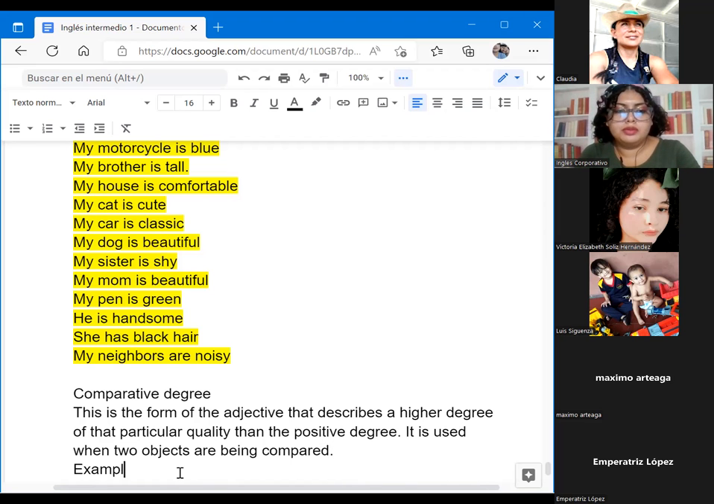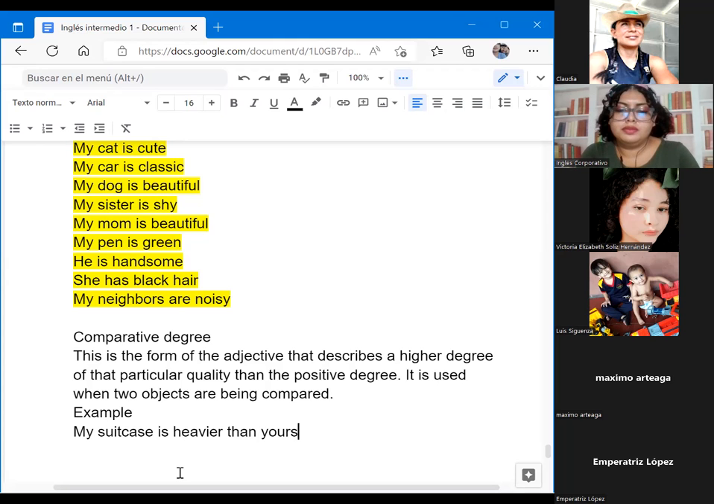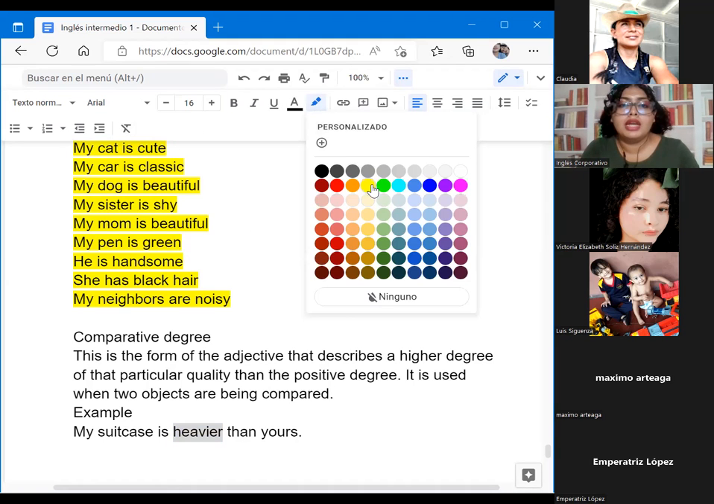And we have here the example and it says my suitcase is heavier than yours. So let's see, we have the same sentence as the number one that we have for the positive degree. We have the same suitcase. So in this case, we don't have just one, we have two suitcases. My suitcase is heavier. This one is the adjective, but we are doing something different.